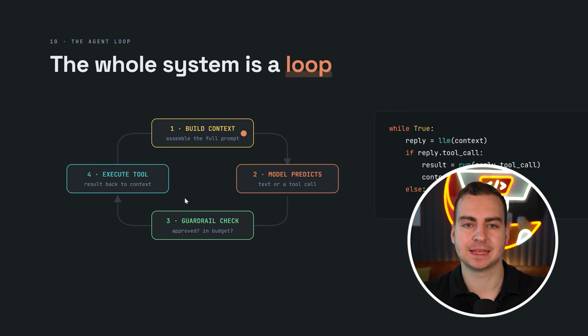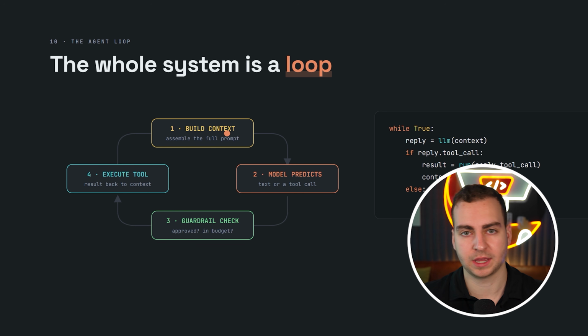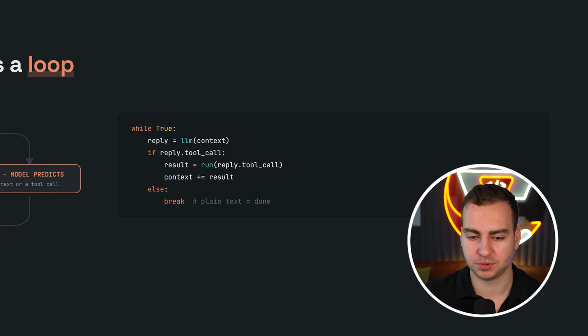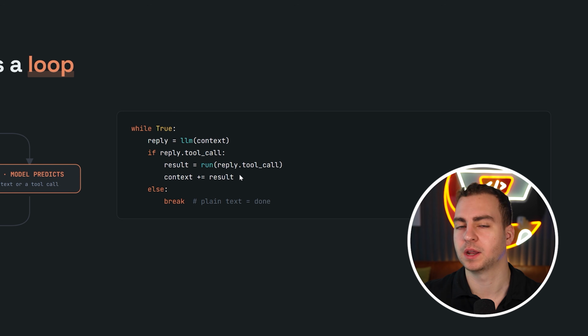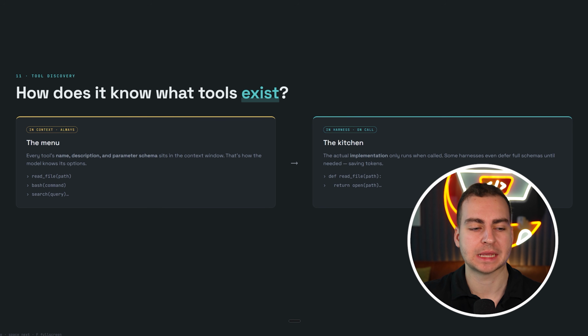So the whole system runs like a loop. Effectively, we build the context, so we assemble the full prompt. So this is all the tool definitions, all the things the model could possibly do. The model predicts what it should do next, so it can call a tool, it can output text, whatever. We check with a guardrail, okay, should we be able to do this? Should we call the tool? If we can, we execute the tool, and we pass the tool result back into the context. That's this loop, where the model's just giving us the text. So if you look at the right-hand side, we get a reply from the LLM. If the reply calls for a tool call, we're going to run the tool, we're going to add it to the context, and we're going to continue. That's literally how all of these agents run. So with that in mind, how does it know what tools actually exist?